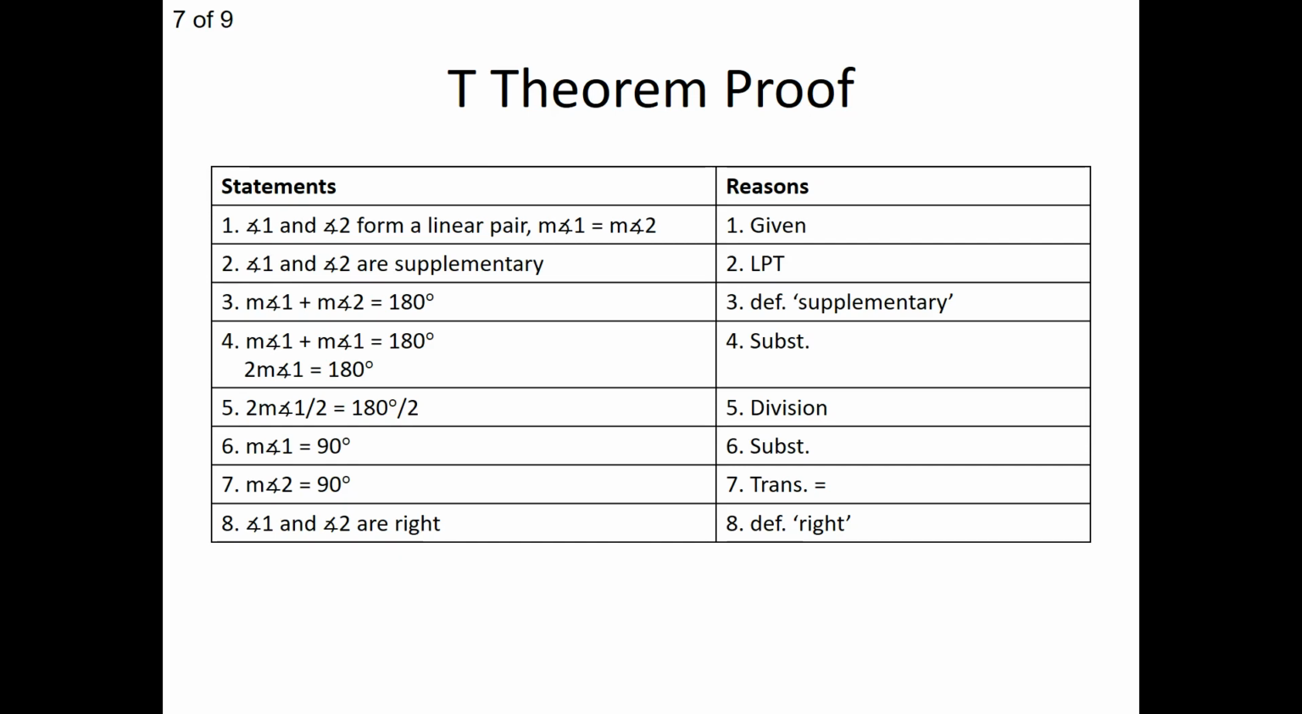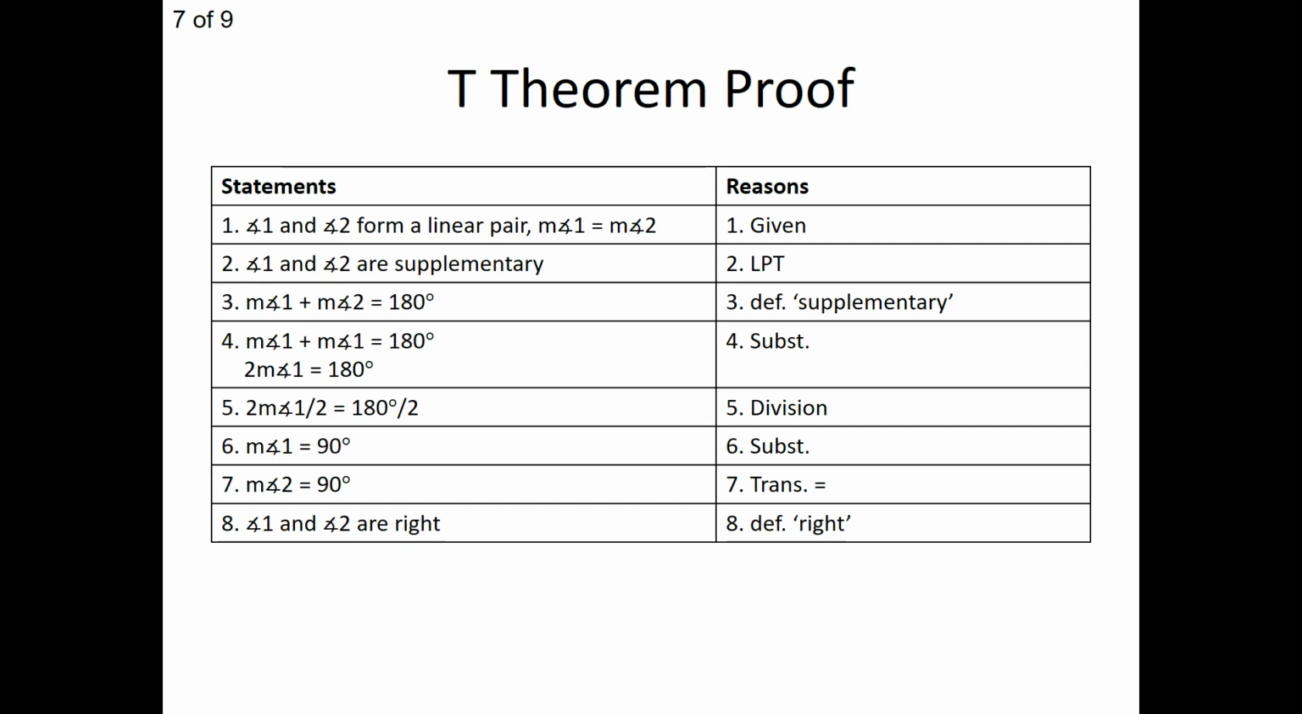Now from statements 6 and 7, I have both angles declared as right angles, or sorry, 90-degree angles, which means in statement 8, I can declare angle 1 and angle 2 are right angles by the definition of right angle. And that is our proof of the T-theorem.